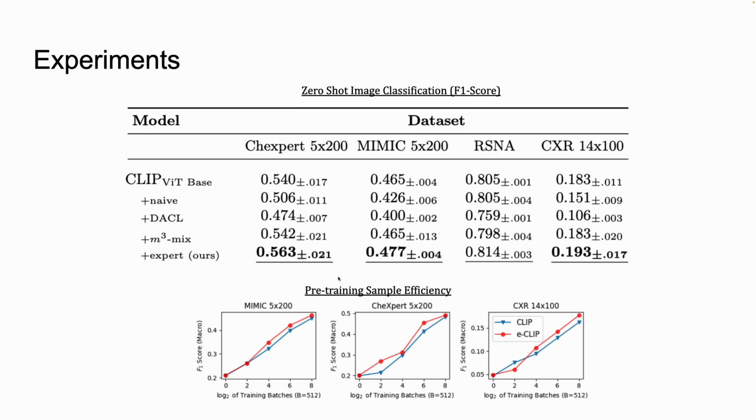We also perform experiments on sample efficiency where we artificially restrict the amount of training data that's available during pre-training and then plotted the corresponding zero-shot classification accuracy. And we see that the eCLIP model shows better trends compared to CLIP on different datasets.